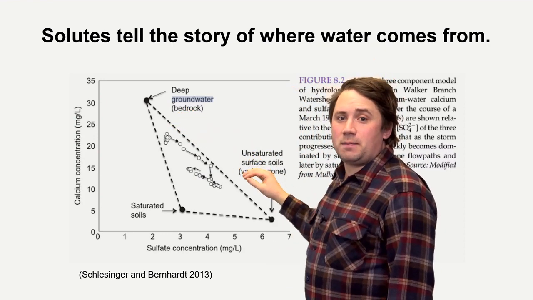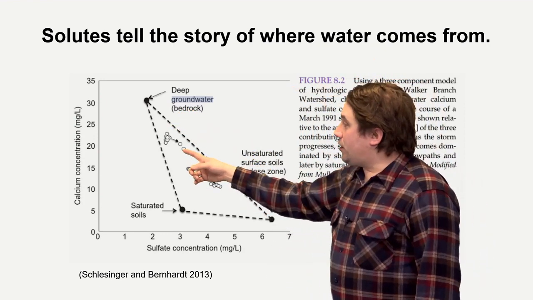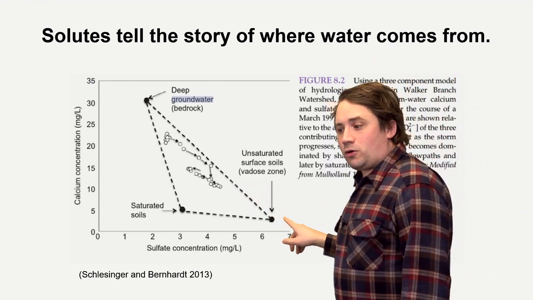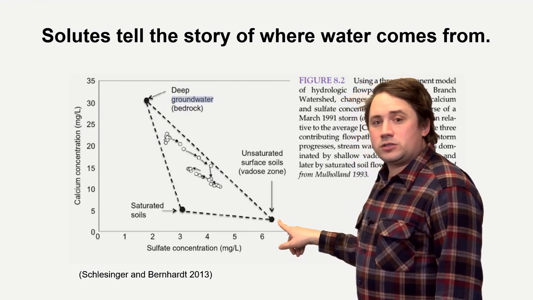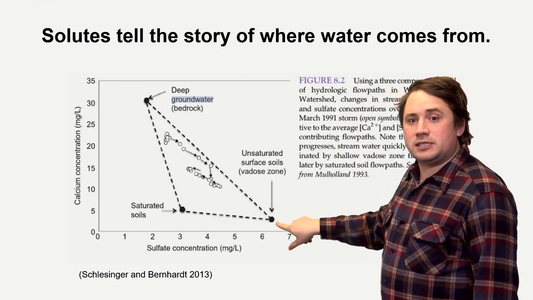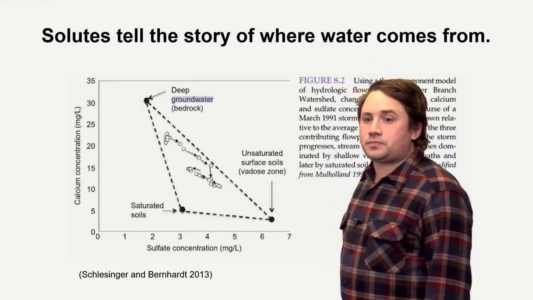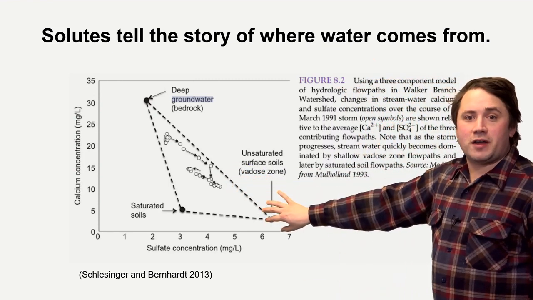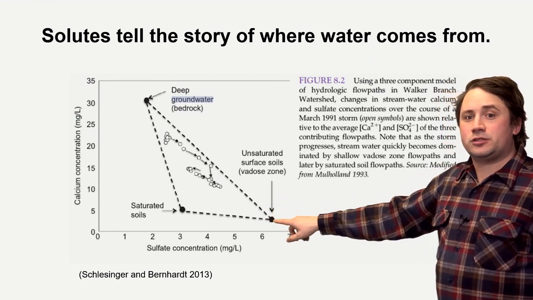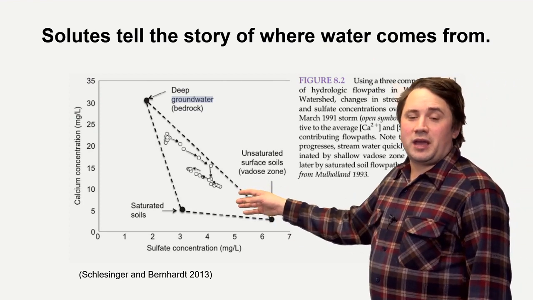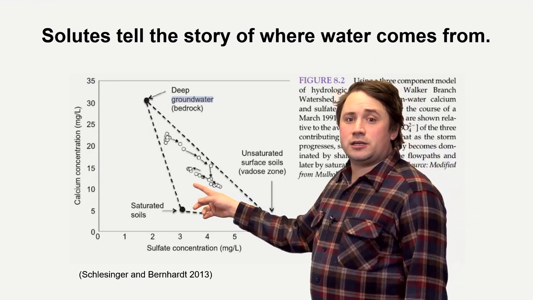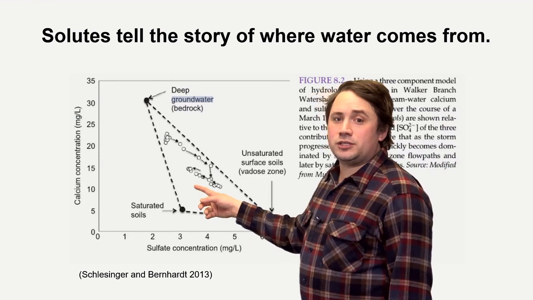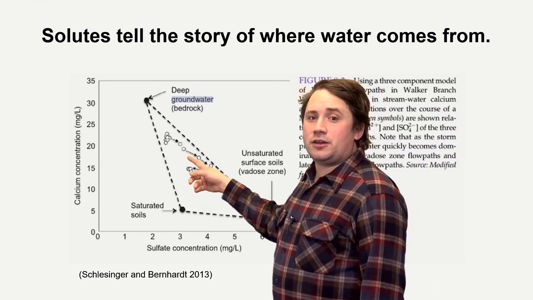Then, as the storm picks up and water starts flowing, the water gets less and less rich in calcium and more rich in sulfate. So it's moving towards this unsaturated surface soil end member here. These black points we call end members. And so this is indicating that more and more of the water during this storm event is coming from these unsaturated surface soils. Finally, as the storm ends, you have the calcium concentration increase and the sulfate concentration decrease, but it's less than you had originally.